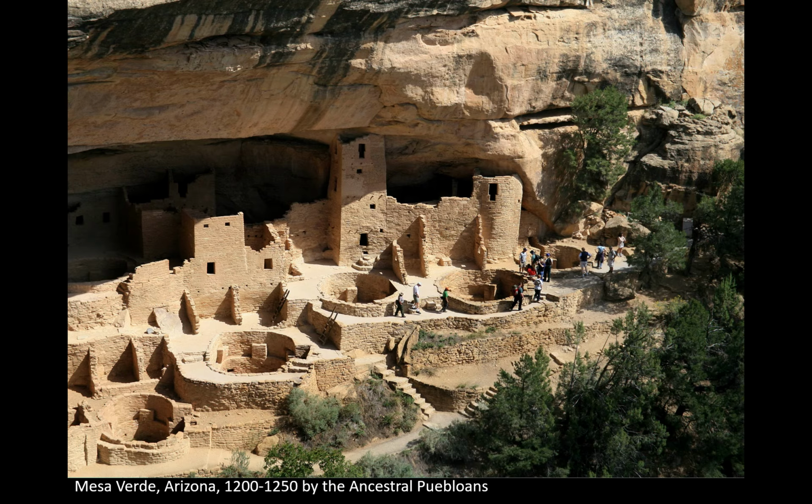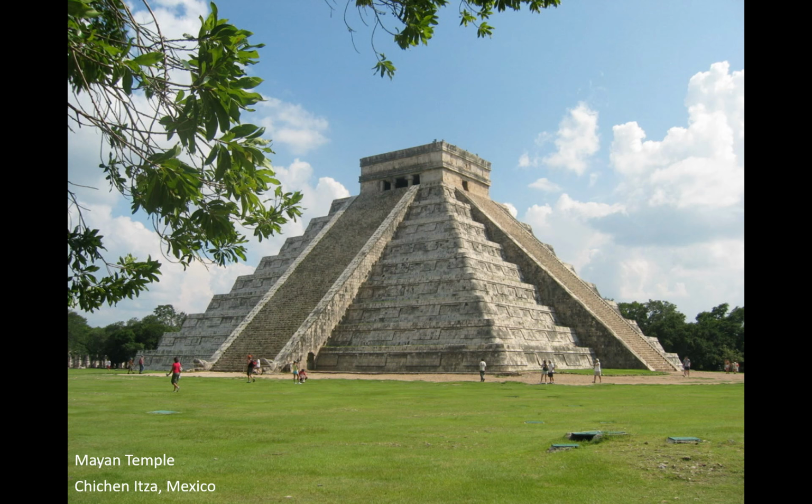Mesa Verde is a settlement in Arizona, and we don't know tons and tons about these indigenous peoples. At one point they were called the Anasazi, but we currently call them the ancestral Puebloans. You can see they've made these amazing stone structures, but they're nestled underneath this kind of cliffside overhanging, almost like a cave kind of place. And then going down through Mexico and parts of Central America, we have all the Mayan ruins and places like Teotihuacan. These are all stone.